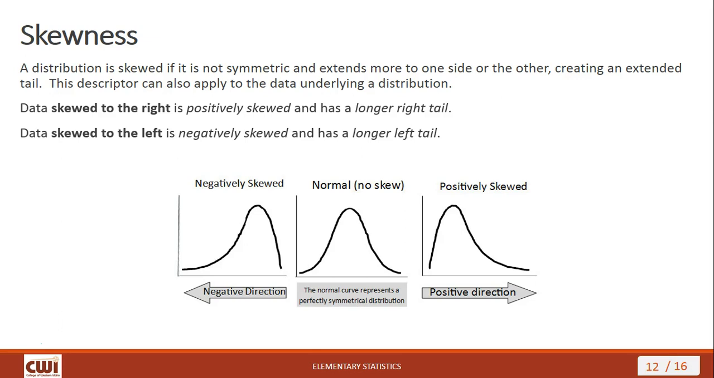But for the purposes of your homework assignments and whatnot for this class, I would suggest looking at where's the longer tail. If the longer tail is on the right, then it's over in the positive direction, so therefore it's positively skewed or skewed to the right. If you have a longer tail on the left, then that longer tail is in the negative direction of the graph, and therefore the distribution is negatively skewed or skewed to the left.